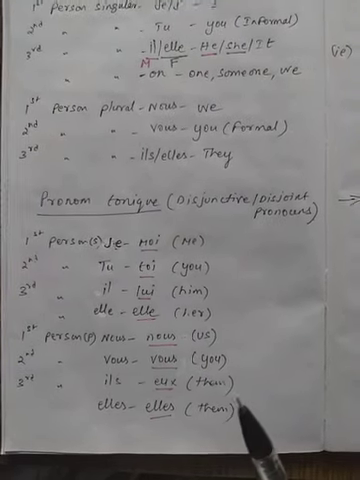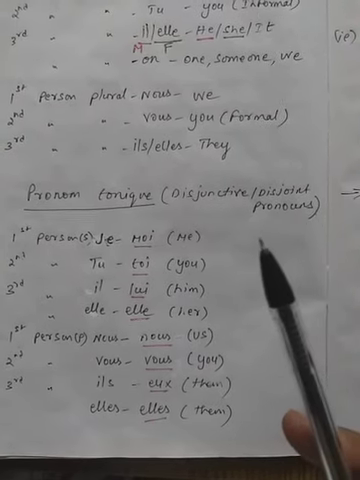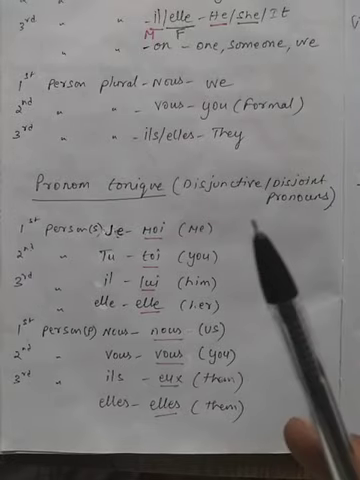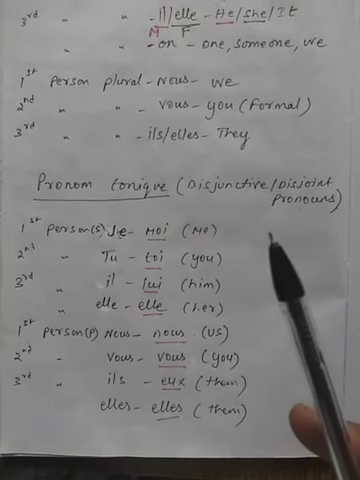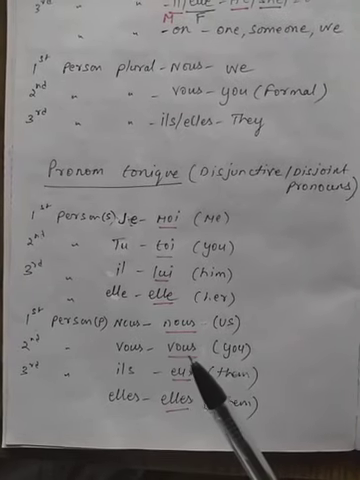Then the next part, pronom tonique. We call it disjunctive, disjoint, or stressed pronouns. Pronom tonique is called disjunctive, disjoint, stressed pronouns. Where do you have to use these stressed pronouns?